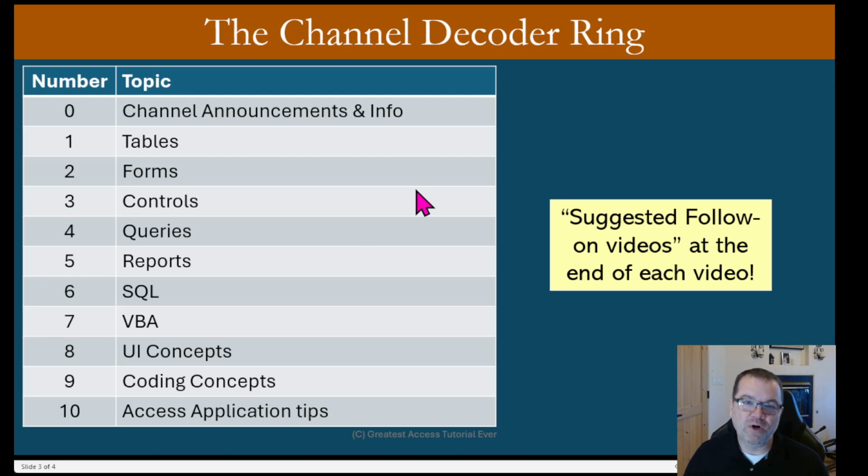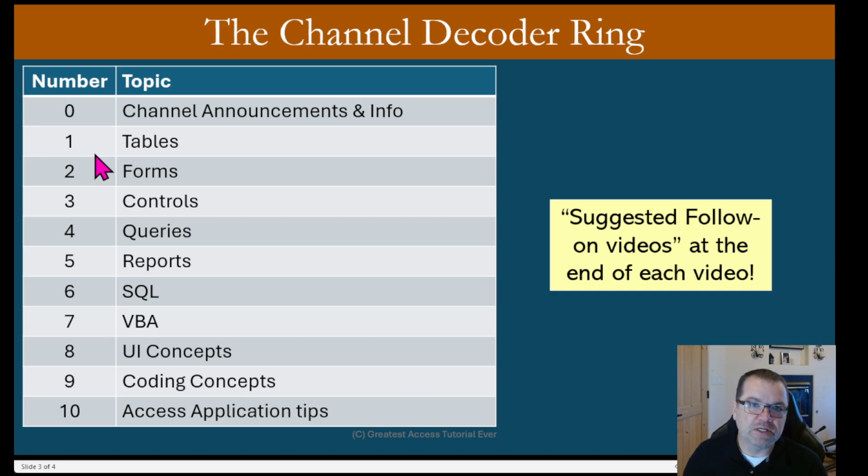Now, how does this channel work? You may have come here from other videos that linked back to this channel. This is called the Decoder ring. On the left-hand side, there are numbers that correspond to the topic that the video is about. So for instance, this video number will be 0.1, which is the first video in this topic, which is channel announcements and info. Our next video, if you follow along, is going to be video 1.1 tables, and they'll have a title, but you'll see the 1.1 in the front of every video. That's describing, okay, this video is about tables and it's the first video in that series.